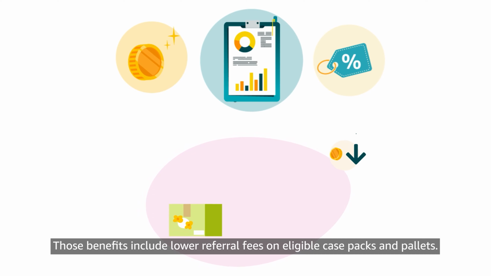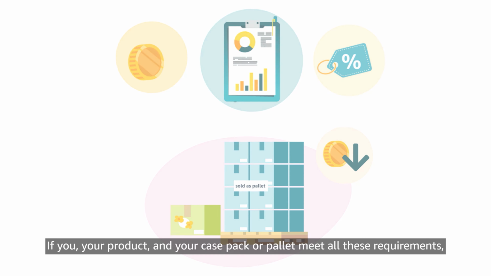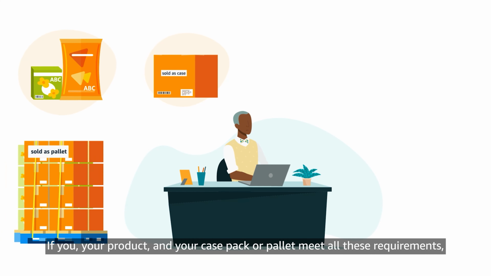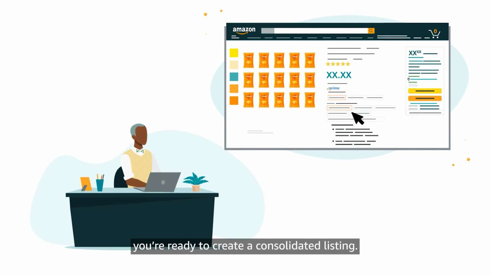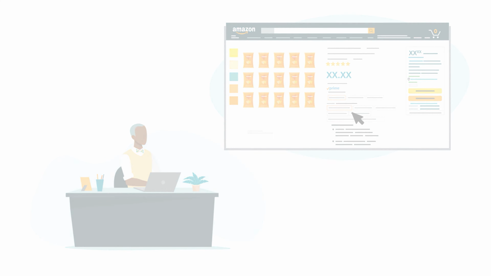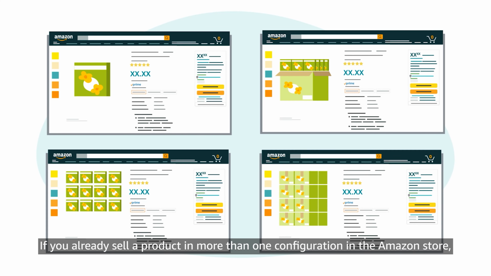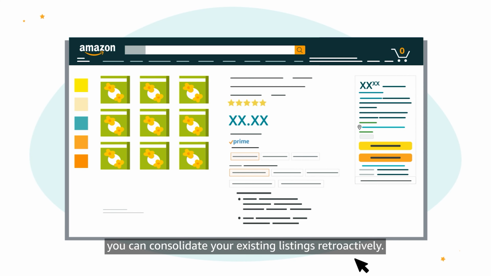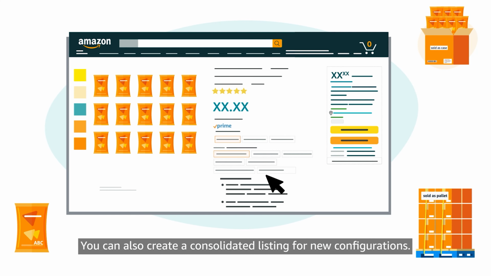Those benefits include lower referral fees on eligible case packs and pallets. If you, your product, and your case pack or pallet meet all these requirements, you're ready to create a consolidated listing. If you already sell a product in more than one configuration in the Amazon store, you can consolidate your existing listings retroactively. You can also create a consolidated listing for new configurations.